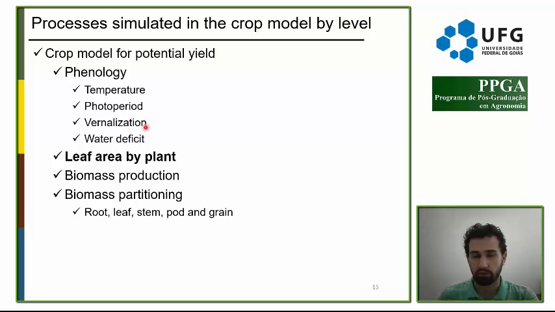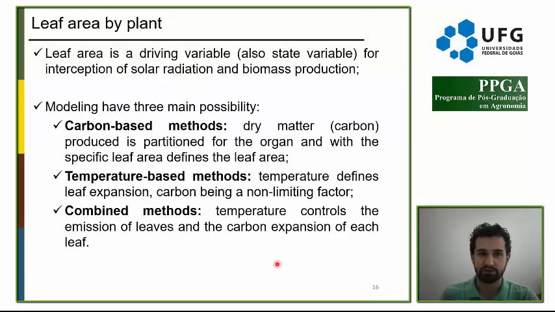So in the book, we have more detail about photoperiod and vernalization effects on phenology. And the next step that you can simulate for potential yield is the leaf area by plant. For leaf area, we have different approaches, and it's important to simulate leaf area because it's a state variable, but also a driving variable for interception of solar radiation and biomass production. We have three approaches that are mainly used for this process: the carbon-based method, the temperature-based method, and combined methods.